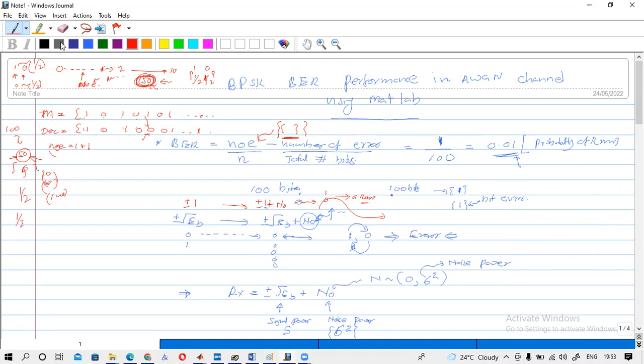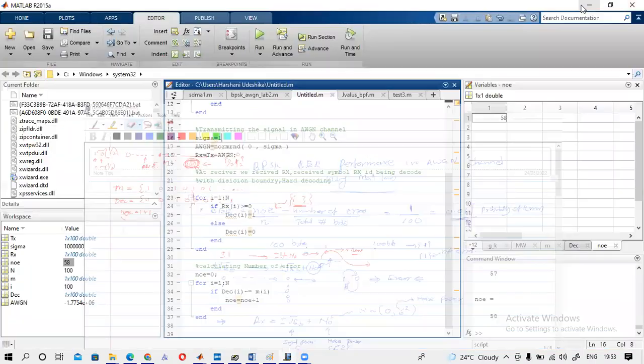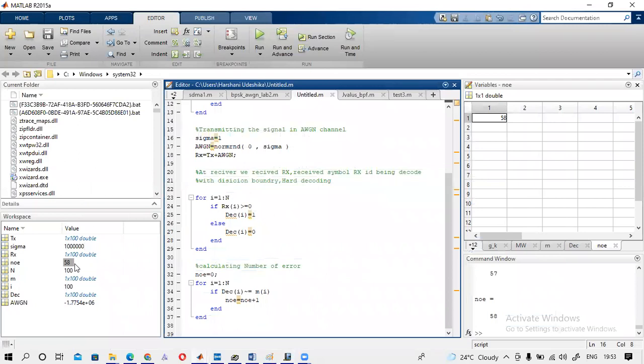So I think you get it. That is why, when we are sending 100 bits and 50 bits are incorrect, we can't do communication there.